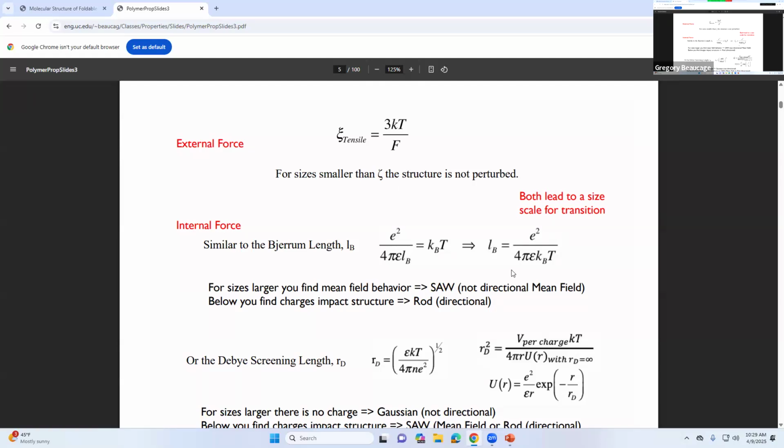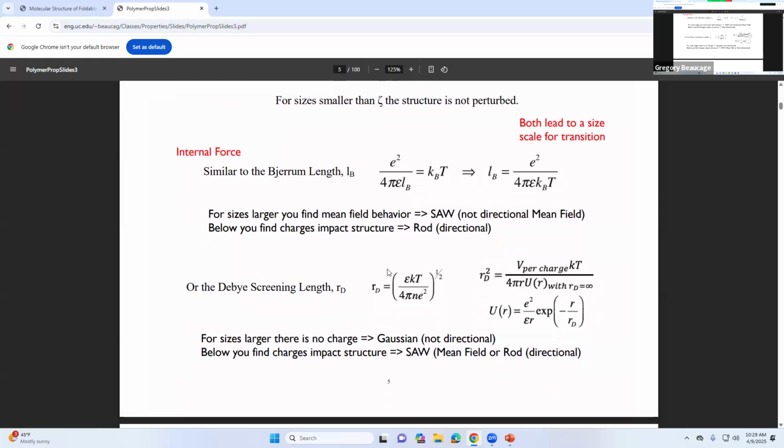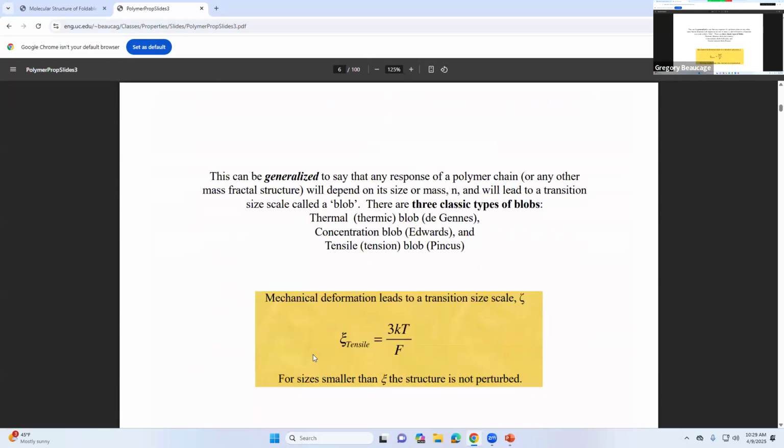Both introduce a size scale. So no matter what you do to the chain, you're going to be introducing a size scale to it. You create a new size scale by doing some perturbation to it. That's the idea, right? So that said, we've already gone through those other two, so let's mention it here.